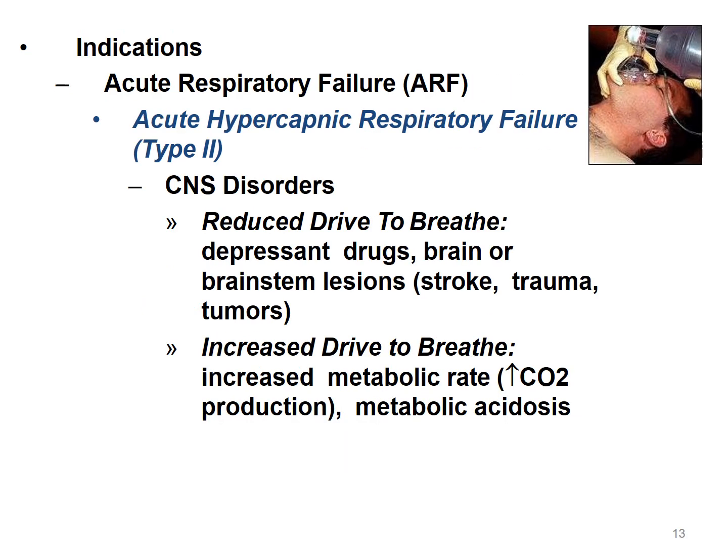Then type 2 respiratory failure, that is acute hypercapnic respiratory failure. Under that, the first one is CNS disorders. In CNS disorders, there may be reduced drive to breathe or increased drive to breathe. In reduced drive to breathe, examples are depressant drugs, if we administer them, or in case of any toxicity or drug overdose. In such cases, mechanical ventilation may be needed. Then brain or brainstem lesions like stroke, trauma, or tumors.